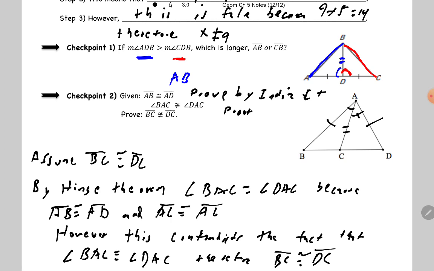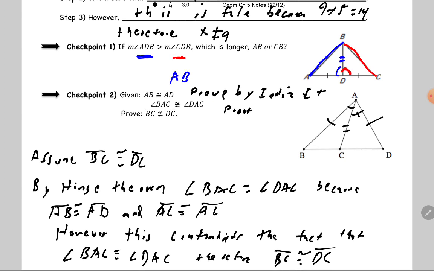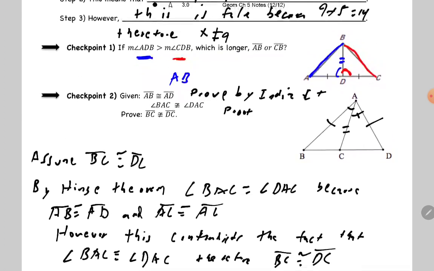So the hinge theorem shows that one angle should be bigger than the other. But if the sides are the same, that means the angles should be the same as well. In this case, the angles are not the same because of the given statement. Therefore, these sides cannot be the same as well.